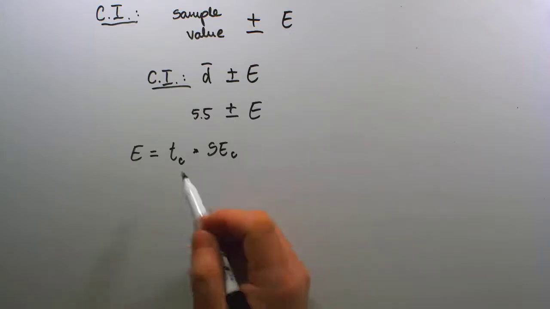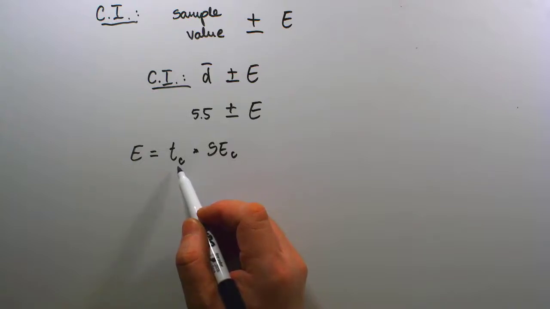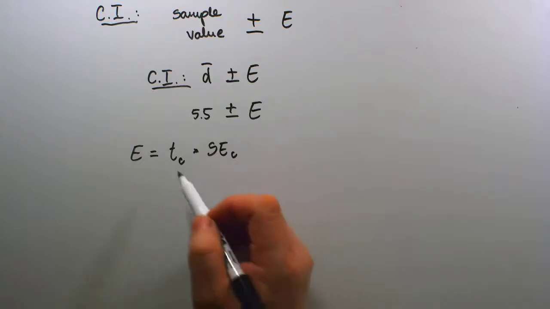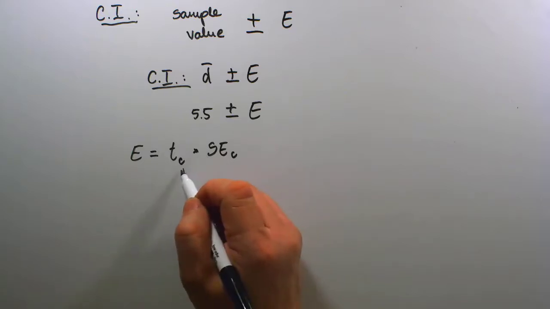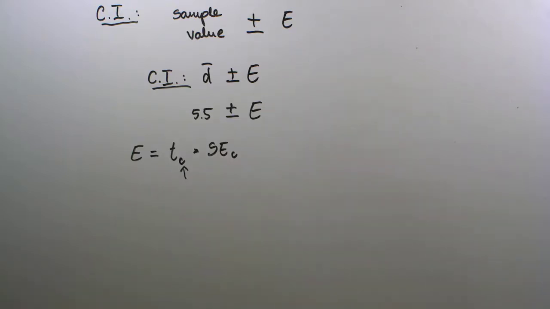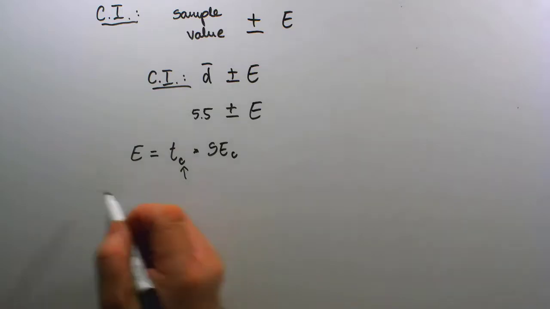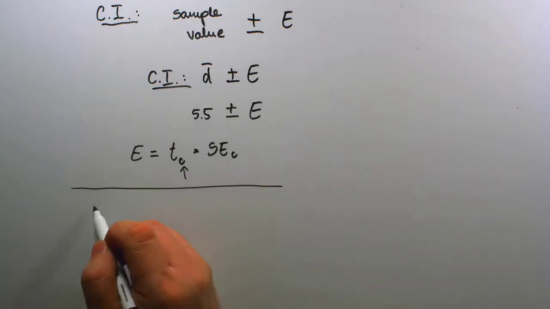And recall again from our past understanding when we were finding confidence intervals, T sub c is the t-score that's related to the confidence interval, and that's what that subscript c is all about. So let's now spend some time finding T sub c.